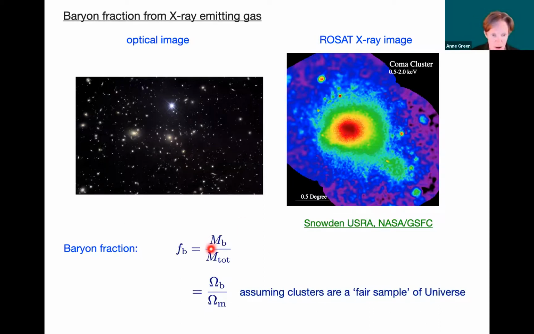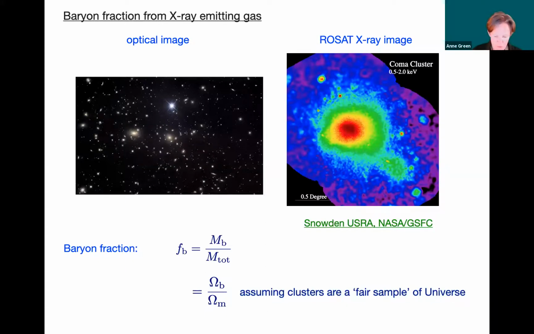So here we've got the baryon fraction, f_B, which is the total mass in baryons divided by the total mass in all forms of matter. And with our previously stated assumption that clusters are a fair sample of the universe, that ratio is roughly equal to the ratio of the density parameter of baryons to the density parameter of matter, the fraction of the matter in the universe that's in the form of baryons. On the left, we've got our optical image of the Coma cluster again, and on the right, an X-ray image showing this extended distribution of hot X-ray emitting gas.